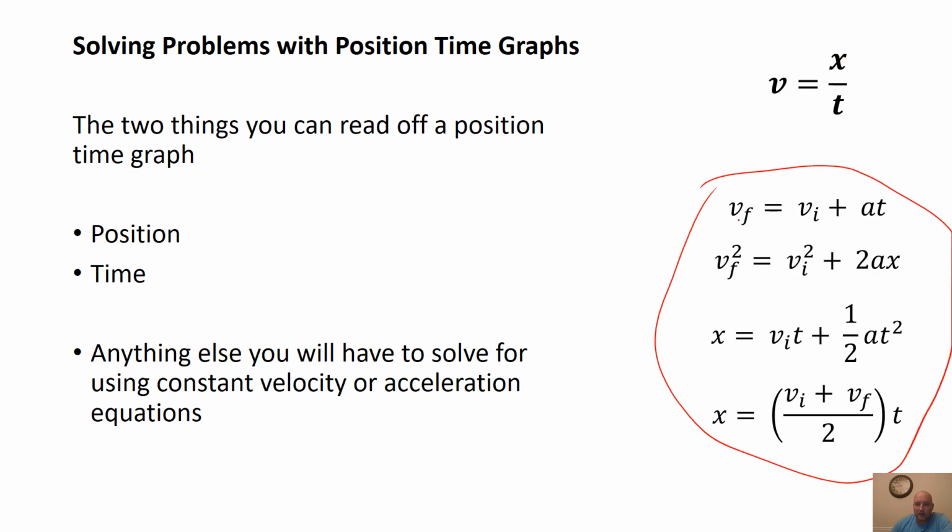You just have to decide, do you have an initial and a final velocity that are different? If you do, you're going to be going to these. If you have the same initial and final velocity, you can go to this one directly.